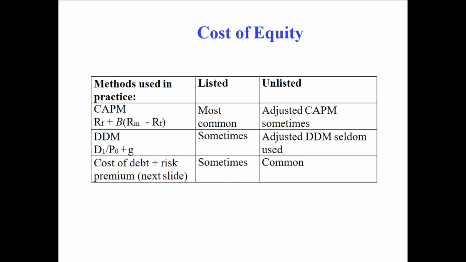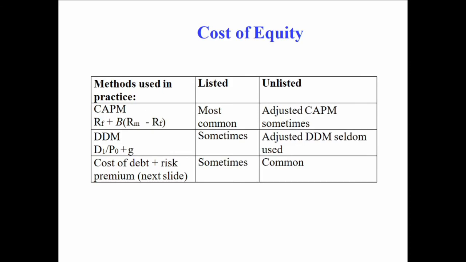If we are trying to determine the cost of equity for an unlisted company, it is possible to use the capital asset pricing model. Obviously, adjustments will need to be made for the differences that exist between the risk of the listed company and the risk of the unlisted company.